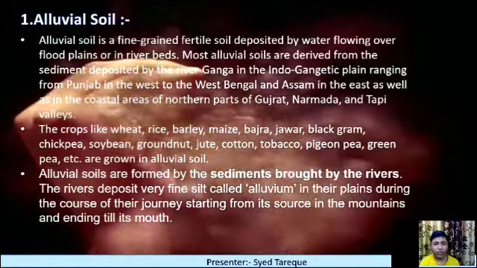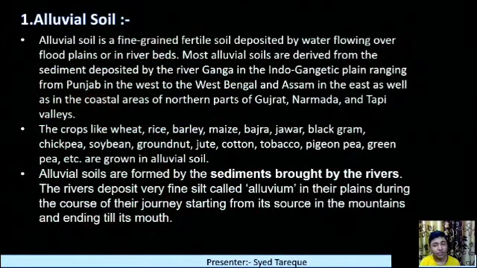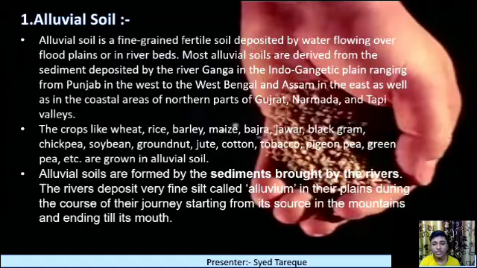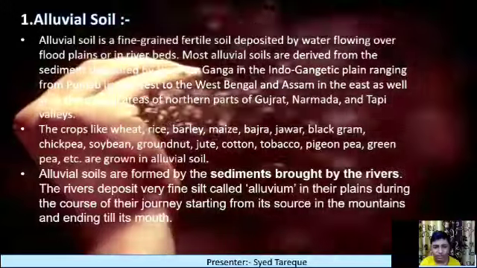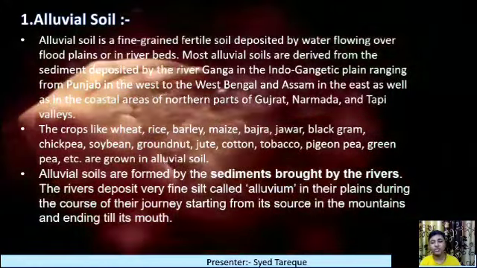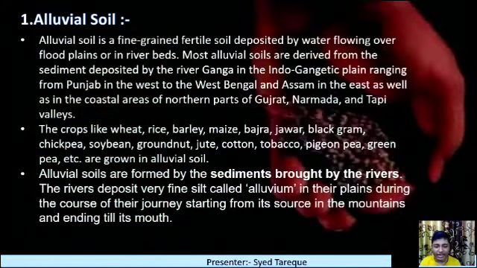Alluvial soil is formed by the sediment brought down by the rivers. The rivers deposit very fine silt called alluvium in their plains during the course of their journey, starting from their source in the mountains and ending at their mouth.